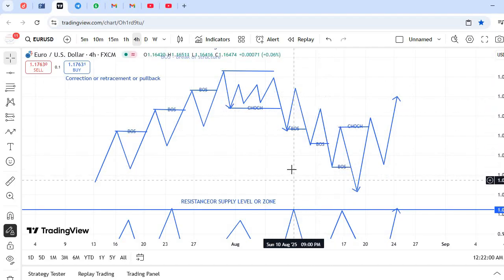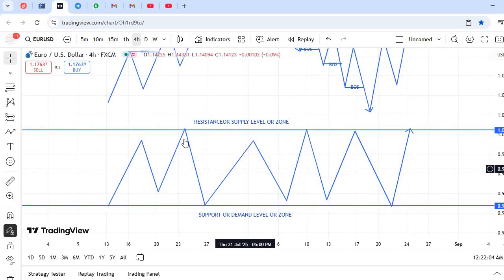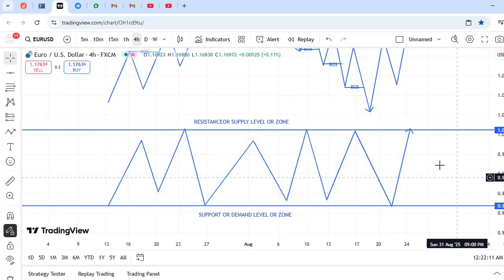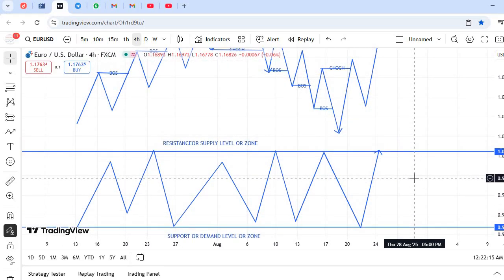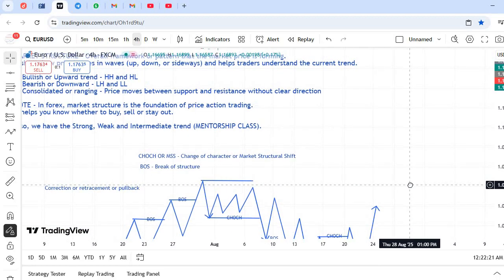Whenever the market is ranging or consolidating, it's just moving sideways, so you don't want to trade. You want to stay out of the market to be safe. You want to actually stay out of the market.